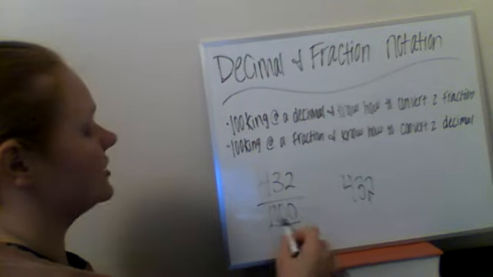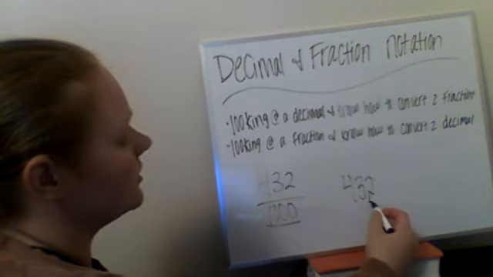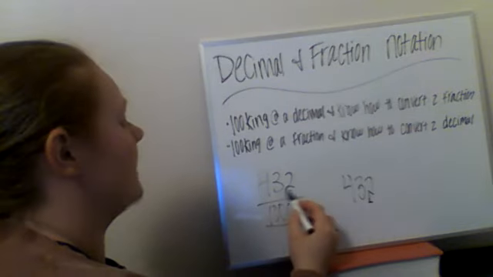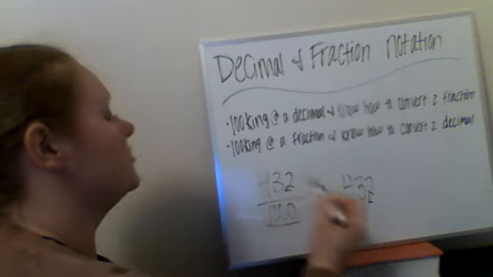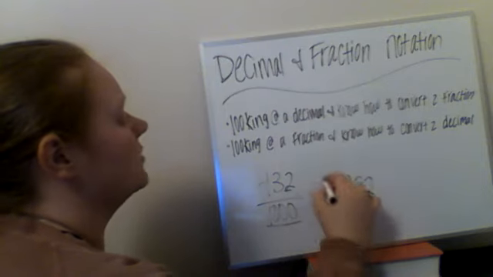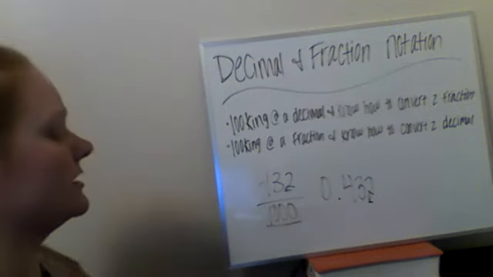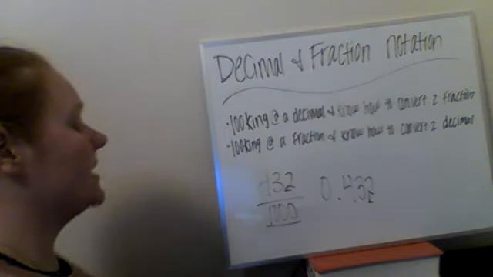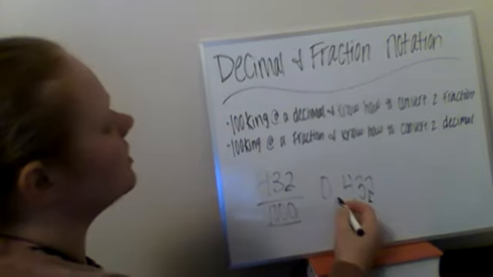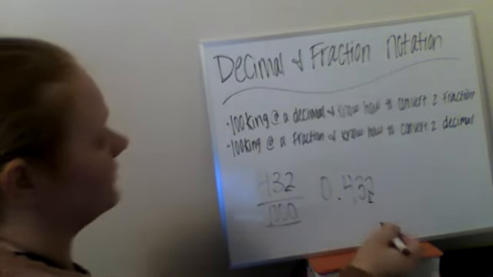It's 1,000, so that means my 2 is going to be in my thousandths place value. I know that because that's my last number in my numerator. So I'm going to put a decimal point before the 4, and then a 0 before the decimal. So my decimal for 432 thousandths would be 0.432.